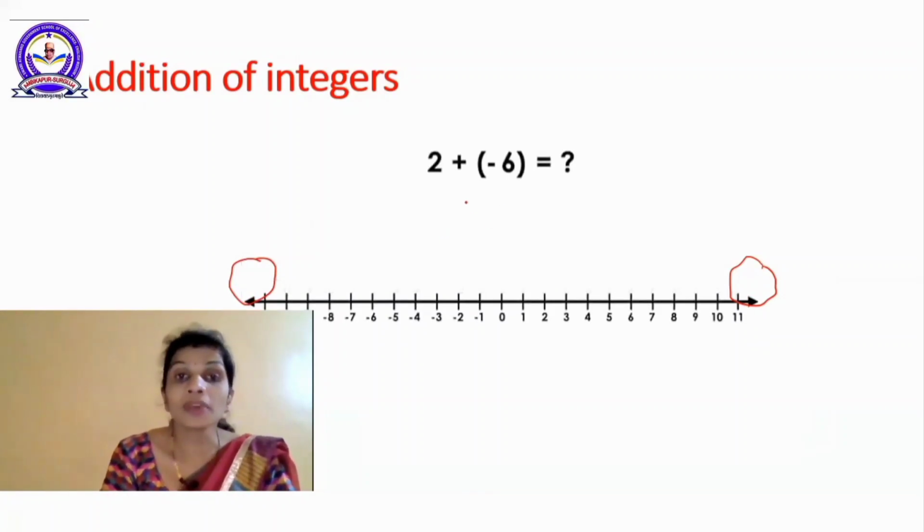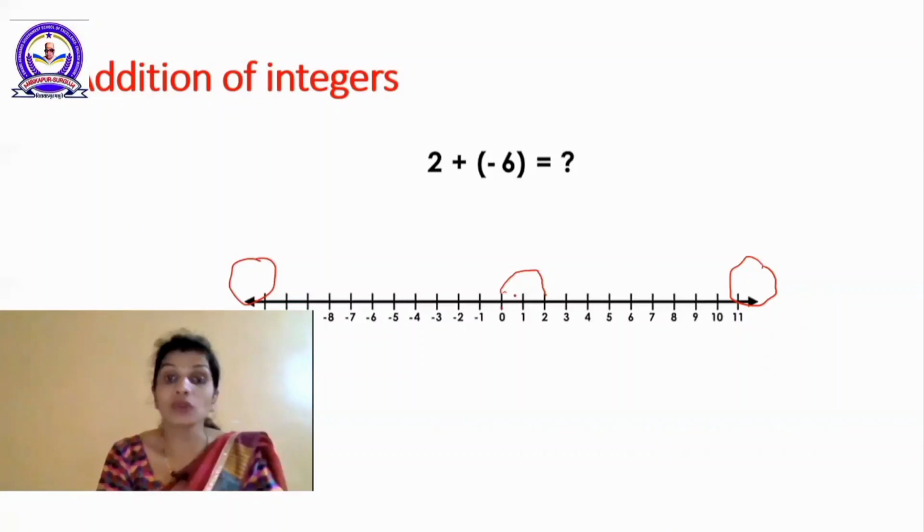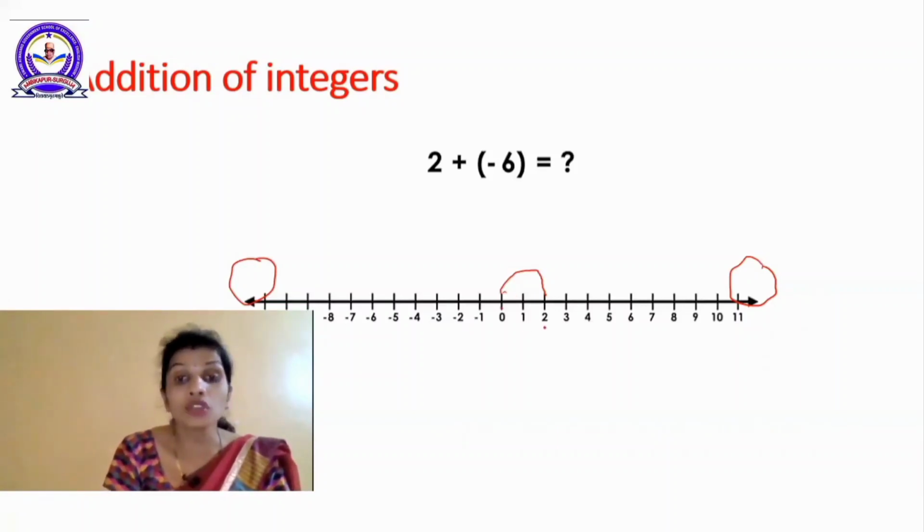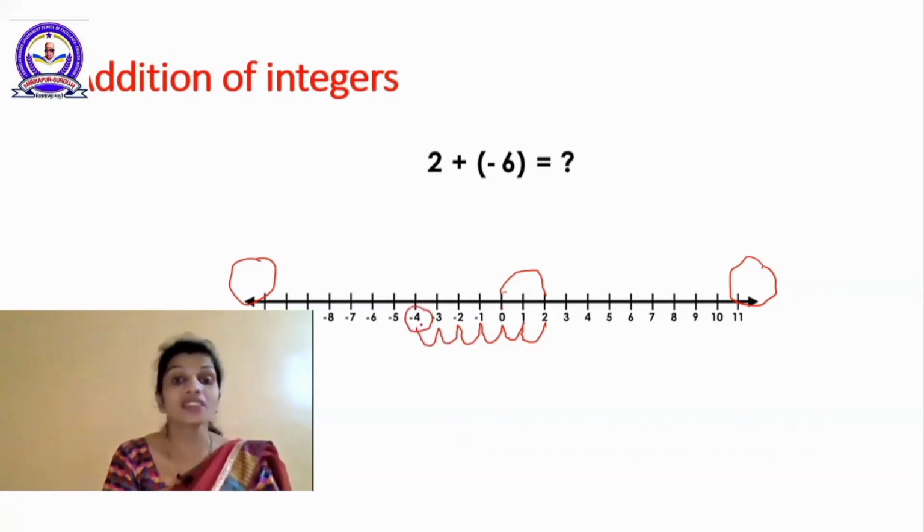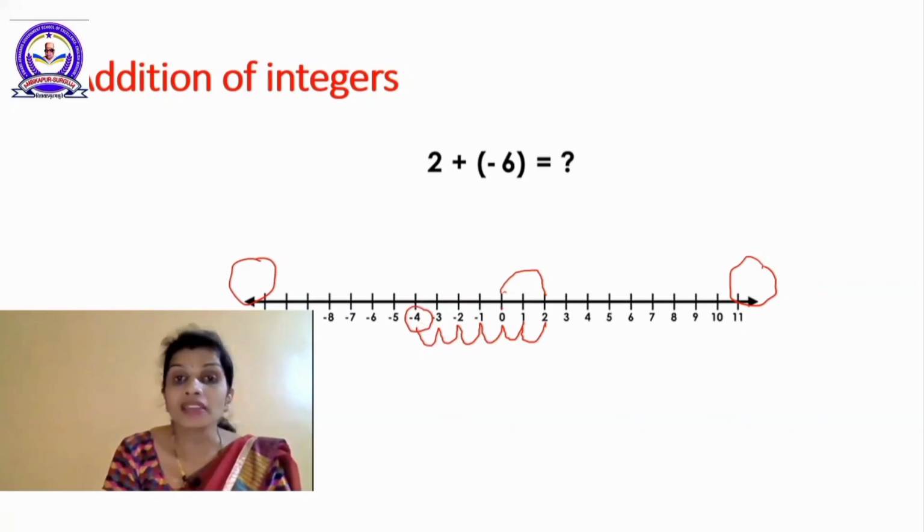Now let us take one number. Suppose our expression is 2 plus minus 6. You are standing at 0. Plus 2 is written, so I'm going to move 2 steps forward. Now minus 6 is written. Minus 6 means we are going to move backward. So from here, I'm going to move 6 steps backward. Just see: 1, 2, 3, 4, 5, and 6. What is my answer? Minus 4. It means that 2 plus minus 6 is equal to minus 4.